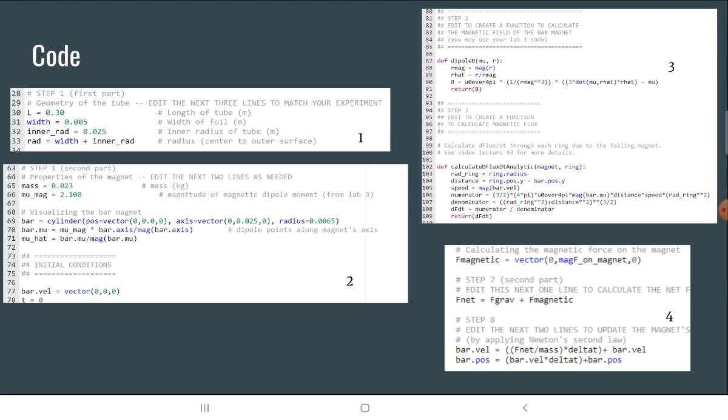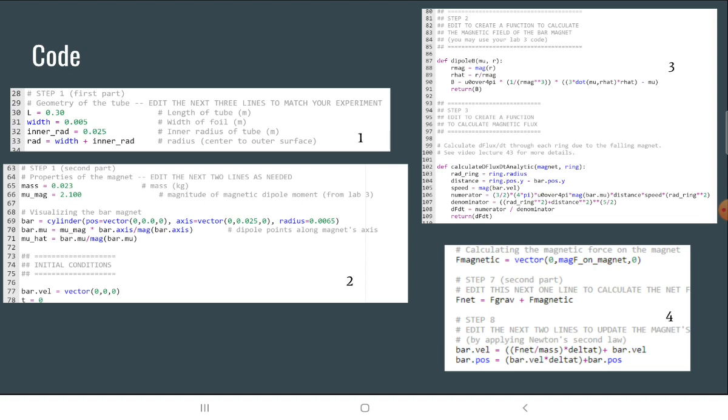In block 1, that's just where I set the physical constraints of the experiment, so making sure the length, width, and inner radius was what I actually did in my experiment. That second block had to do with the magnet, so making sure its initial conditions were set correctly. I had the right mass and magnitude of the magnetic dipole moment from lab 3. And then I also used lines 68 through 71 to make sure that the dipole was set up correctly when I would go to model it.